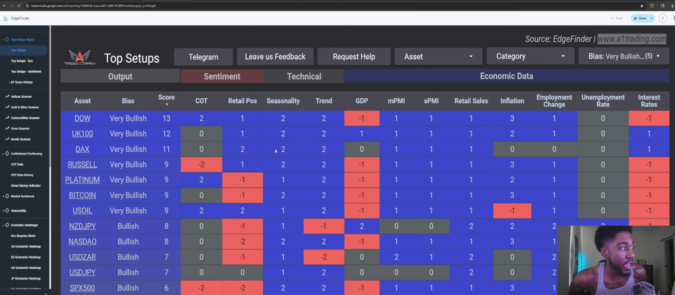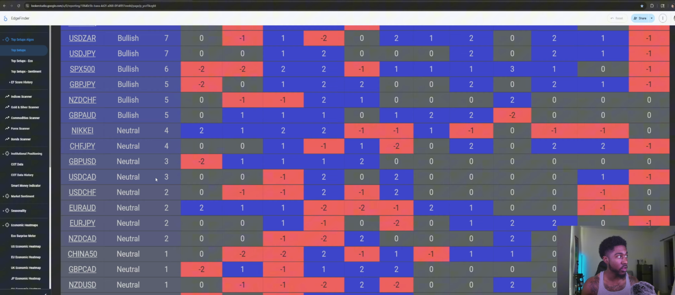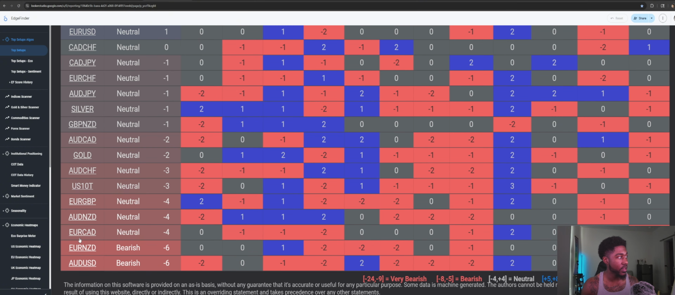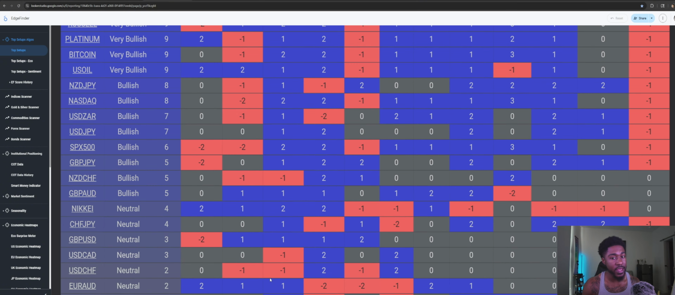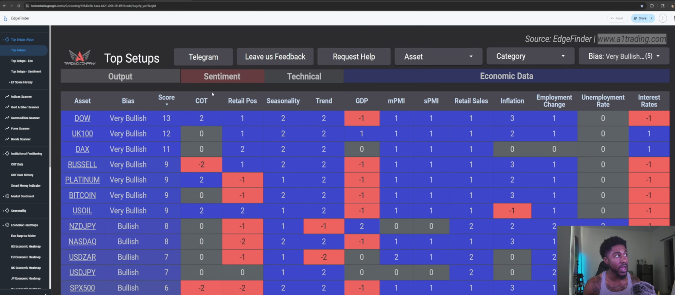So here we are on the top setups page. The top setups page is basically just telling me what the top setups are to take: the bullish setups, the neutral setups, the bearish setups. It calculates these setups by the Commitment of Traders data report, which I will go over in a second. That's what the institutions are doing, what they're shorting and what they're longing. We have retail positioning, because it tracks all retail positions, as in if they're long or short a certain currency. We have seasonality. We have the trend. How strong is the trend?